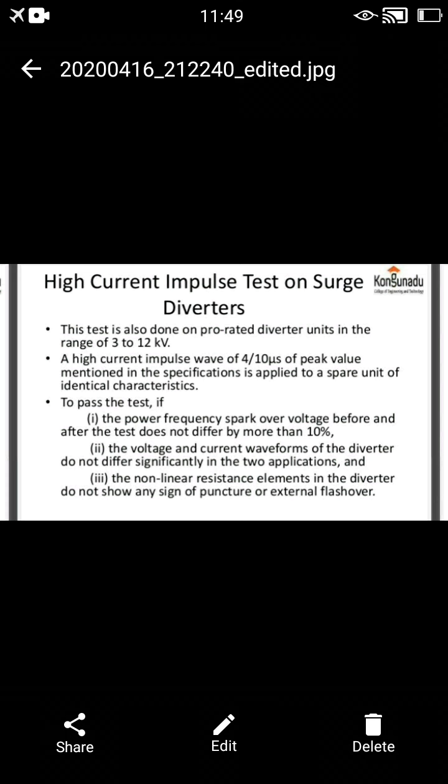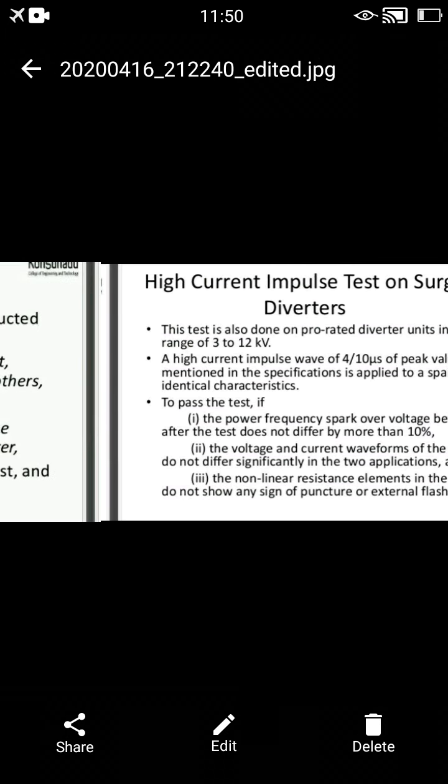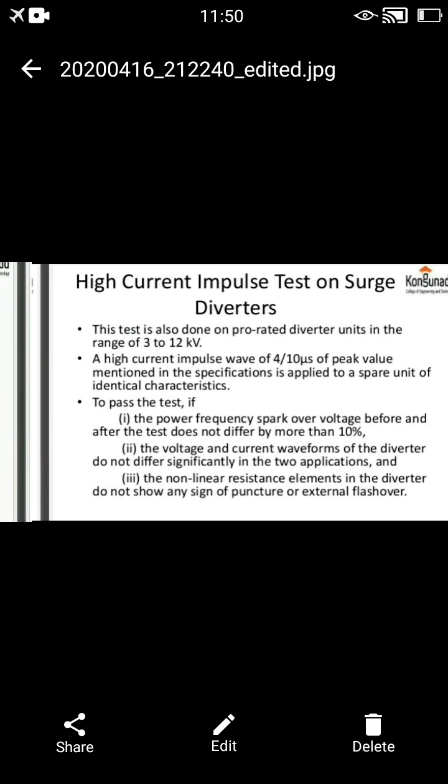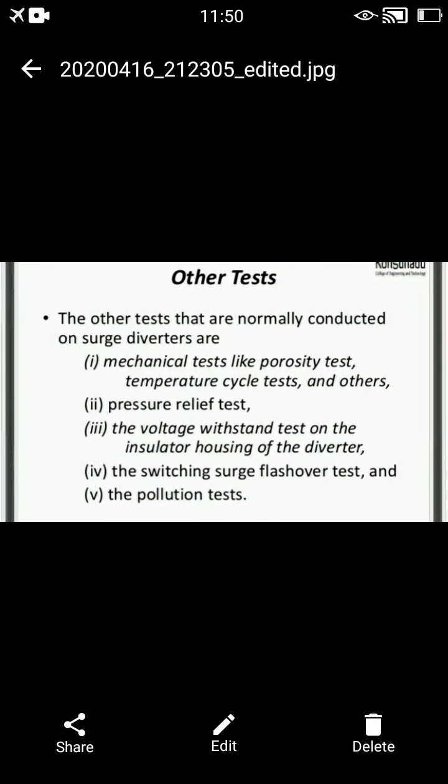The surge diverter passes this test if, first, the power frequency spark over voltage before and after the test does not differ by more than 10%. Second, the voltage and current waveform of the diverter do not differ significantly in the two applications. And last, the non-linear resistance elements in the diverter do not show any sign of puncture or external flashover. So this is called the high current impulse test on a surge diverter.